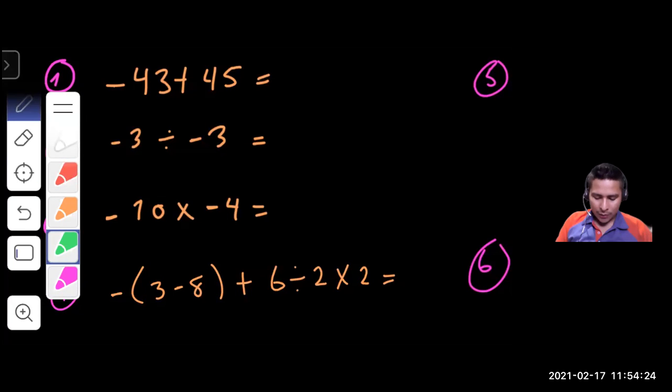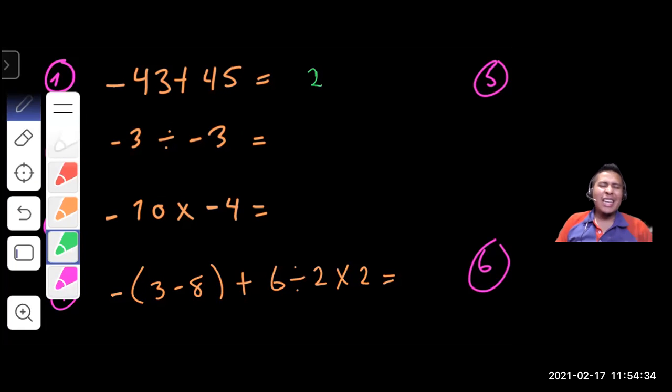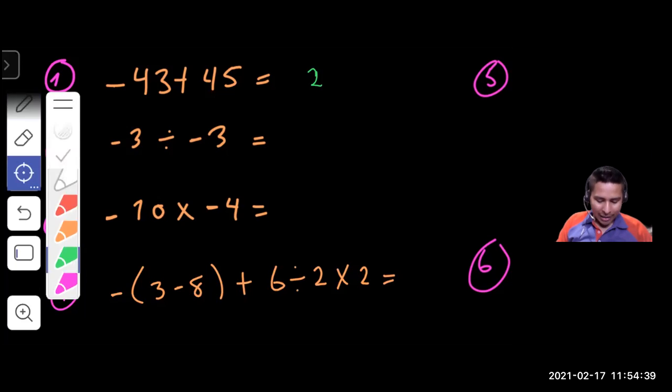The difference between them is 2. And I need to place the sign of the biggest value. Which one? Positive. 45 is positive. Excellent. In this case, guys, we don't need to place the positive. I know that it's positive. Let's go to the second one.